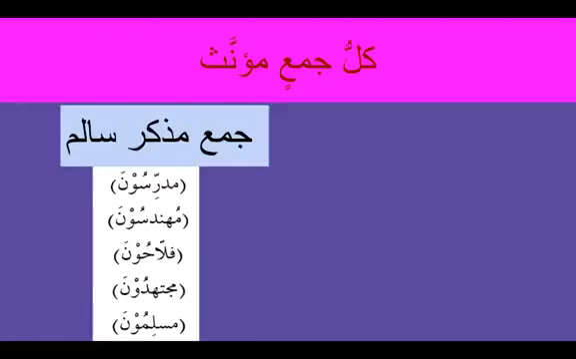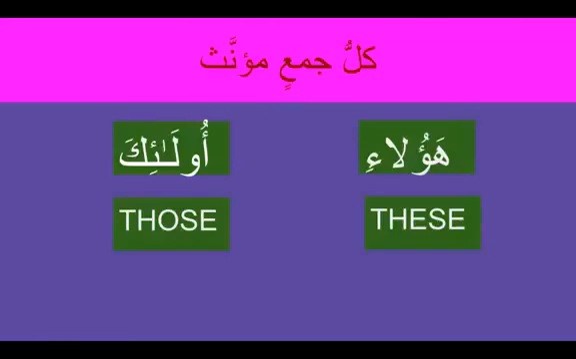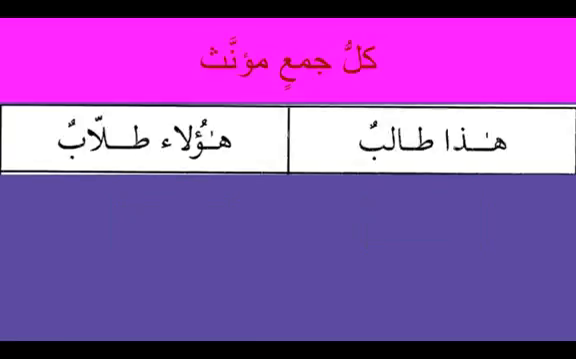And these are the examples here, Jama' Mudhakkar Salim and Jama' Muannath Salim. When we use demonstrative pronouns for these plurals, we use appropriate pronouns. For example, we have hada talibun, we use haulai tullabun, or we use zalika tullabun, ulaika tullabun. So we use plural demonstrative pronouns for aqil plurals. So it has to match. The mubtada and khabar have to match.